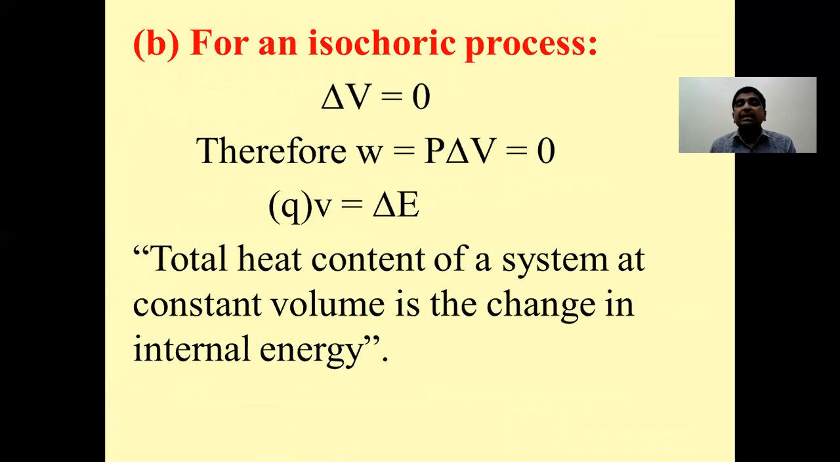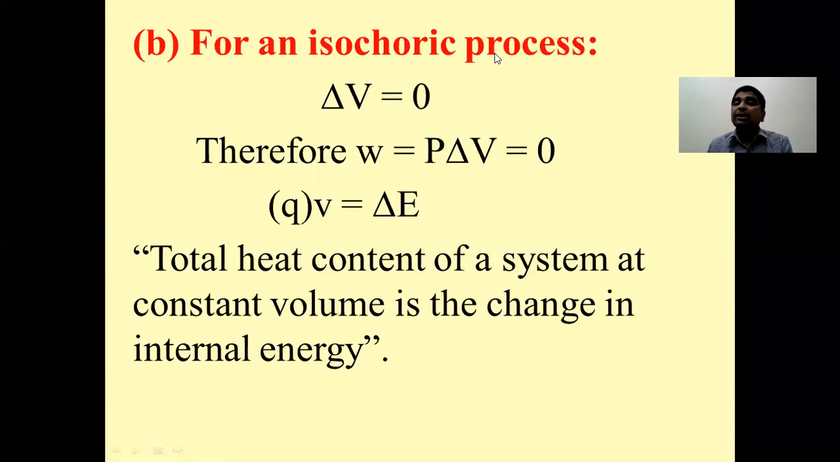Now for the next definition, that is the isochoric process. Now what is this isochoric process? Iso means same and choric means volume. So an isochoric process is a process in which the volume of the system remains constant. If the volume of the system remains constant, it means delta V is 0. The change in volume is 0.